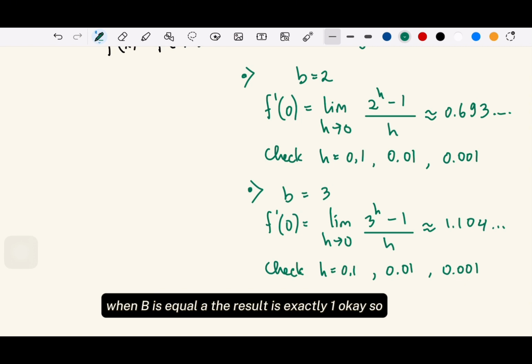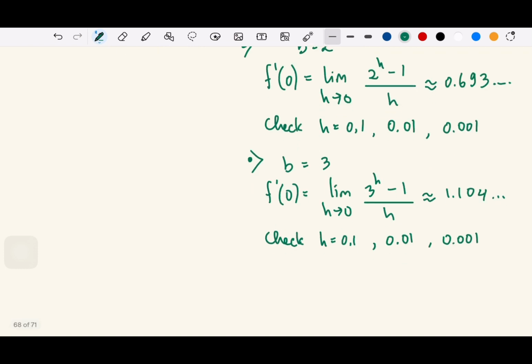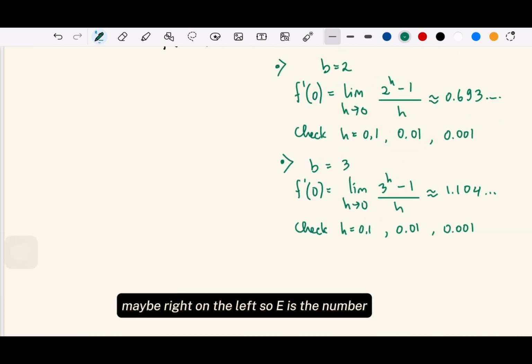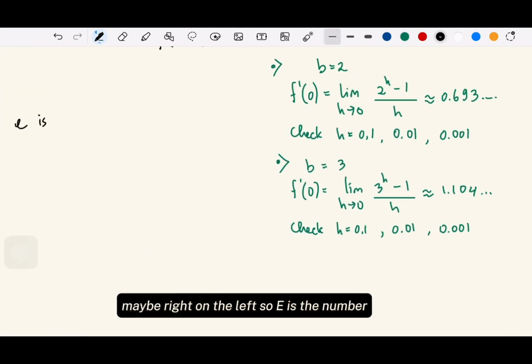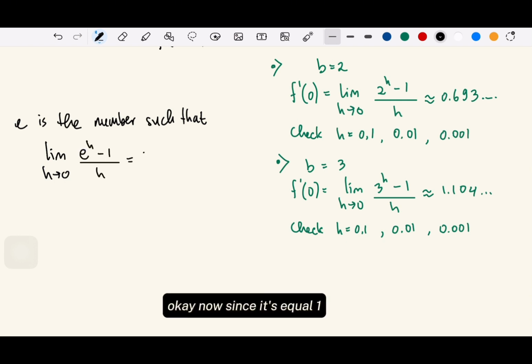Okay? So e, let me write here, maybe write on the left. So e is the number such that we take the limit. Now since it's equal to 1, whenever we have a function of e with power of x, we derive, it's the same thing as it is. Okay?